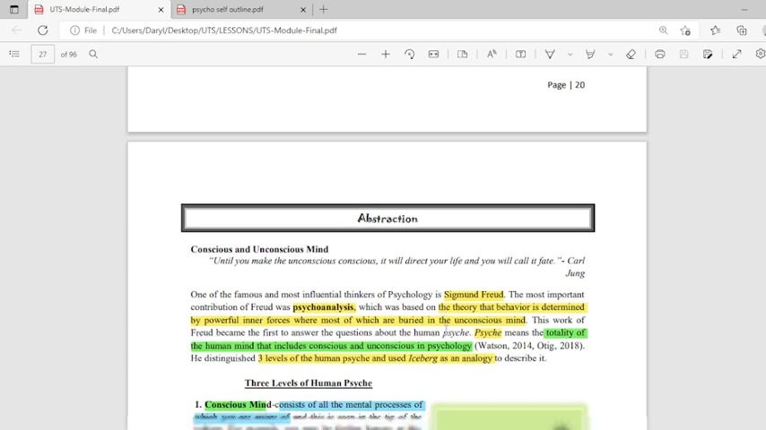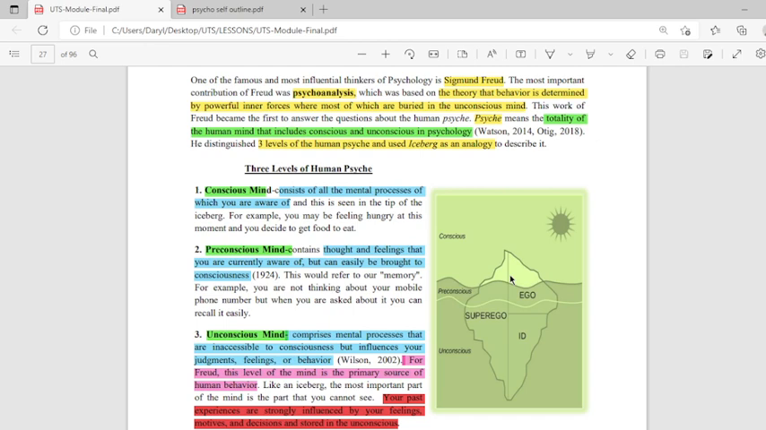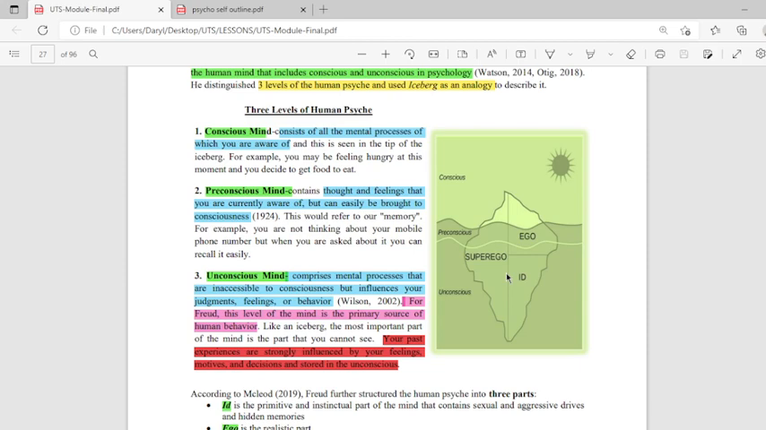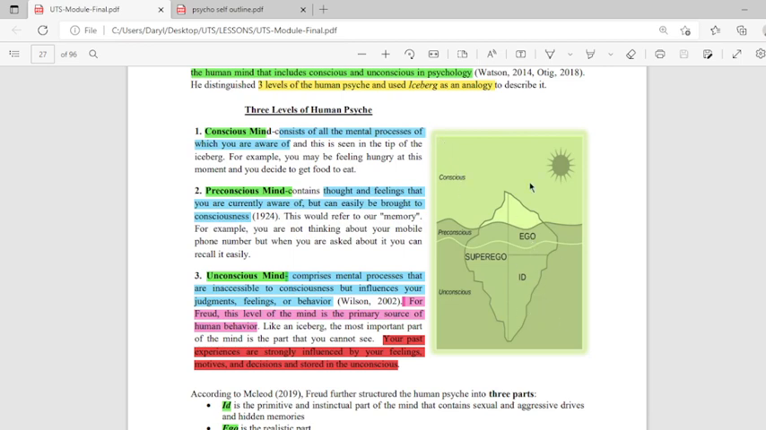Okay? For Freud, he tries to answer questions about the human psyche. So what does psyche mean? It means the totality of the human mind that includes conscious and unconscious in psychology. To further understand how Freud presents his concept of the human psyche, let us see his iceberg, which he used to distinguish the three levels of the human psyche. So this is Freud's iceberg.